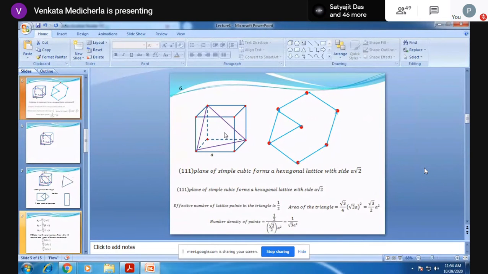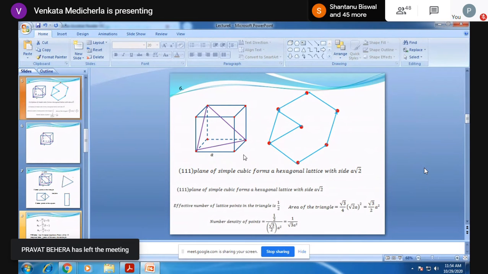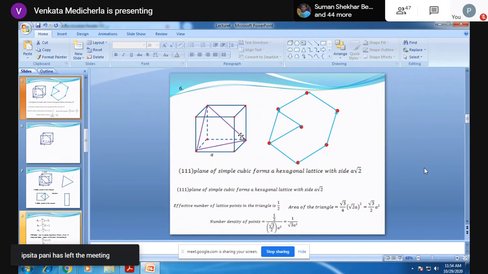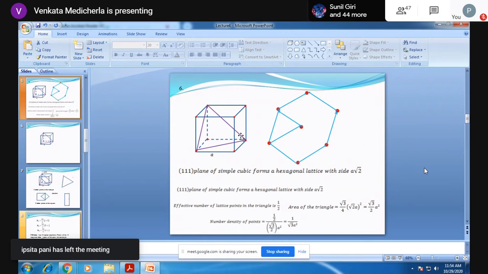Now you see, I have shown the simple cubic structure here. I want the 1, 1, 1 plane. The 1, 1, 1 plane means it makes intercept a. This is the plane, the triangle actually, right? The plane I am showing you in purple color. That is the plane we have. Now, my question is, if you take this plane, any plane in a 3-dimensional crystal or lattice will become a 2-dimensional lattice actually.